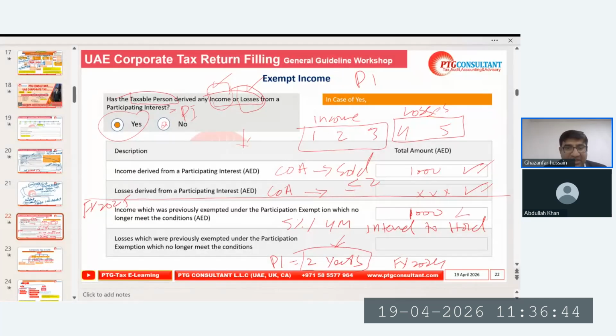So here we have to keep track of all this exempt income and whether it meets the condition in the following year or not. The same way with the losses: if the condition is not met, the last year we took the advantage of the losses, and here we have to add the losses back also.